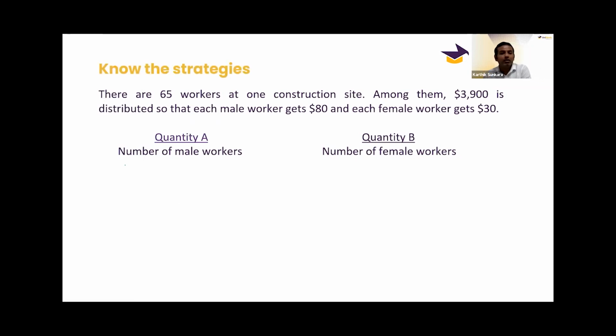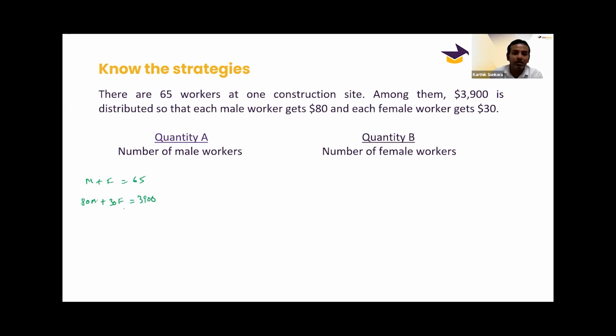Right. So for this, we need to know the right strategy, right? So let's see. If I have to create an equation, it is number of males plus number of females equals 65, and the total amount that they have distributed between male and female is 3,900, right? So each male gets $80, which is 80M plus 30F equals 3,900.